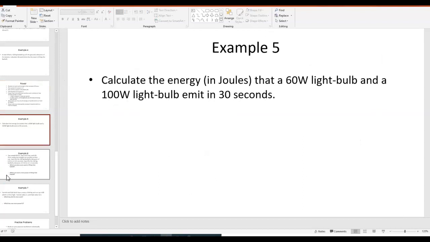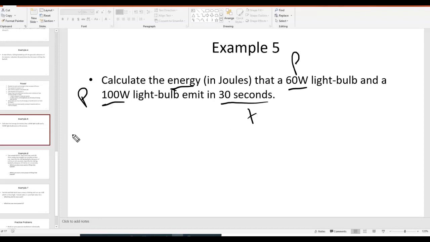Okay, so example 5 says calculate the energy in joules that a 60-watt light bulb and a 100-watt light bulb emit in 30 seconds. Notice I know this is watts because it comes after a number. So this is power.